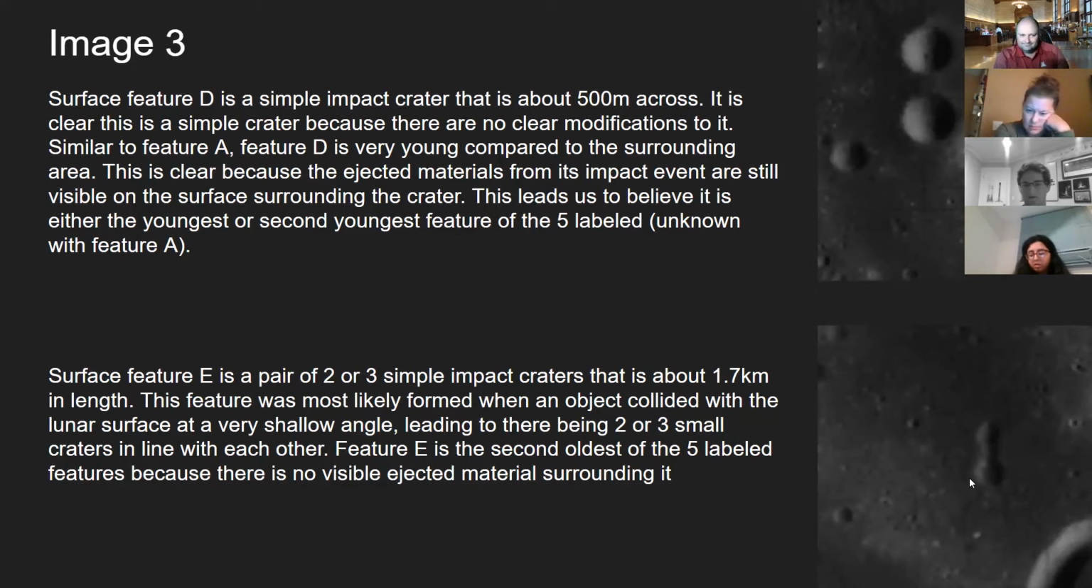And surface feature E, it's hard to tell if this is 2 or 3 craters, but it's about 1.7 kilometers in length. I believe this is formed because an object came in at such a shallow angle that it spread out across the surface when it hit. Because when impact craters are formed, they're not really formed from the impact itself, but they're formed from an explosion that happens from the amount of energy when they collide with the surface. So if it wasn't at such a shallow angle, they would just appear like regular circular craters. And I believe it's the second oldest of the 5 labeled features.